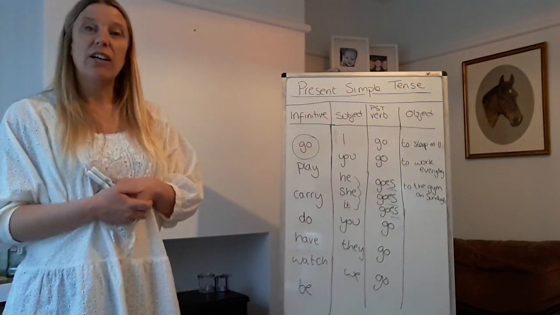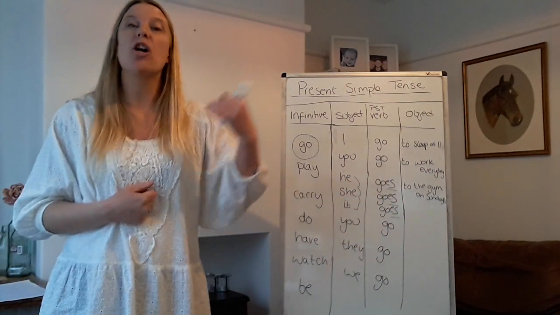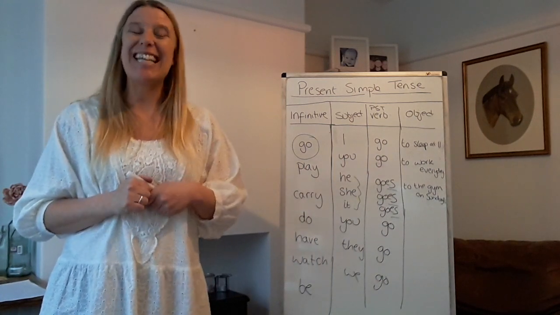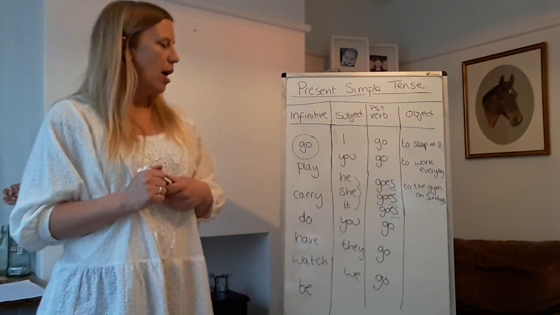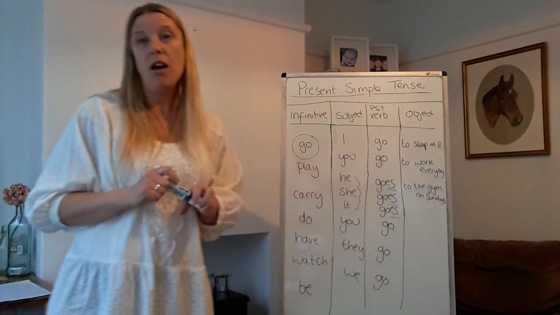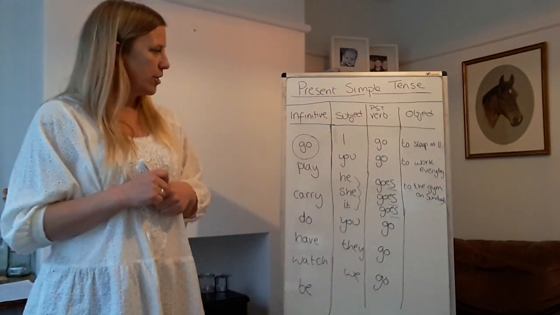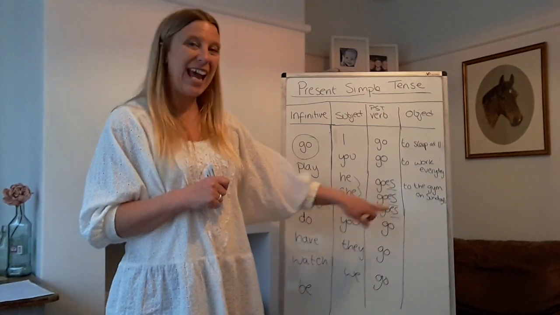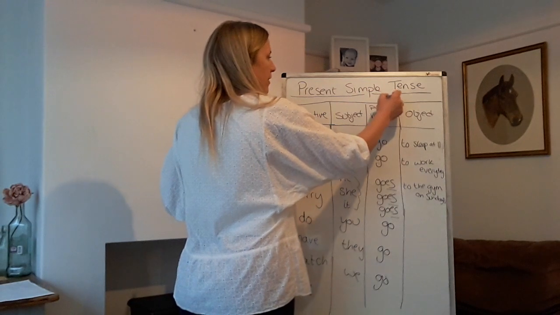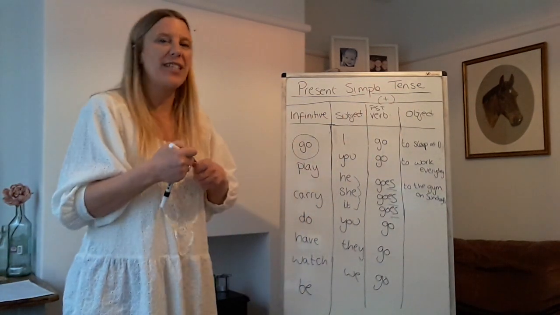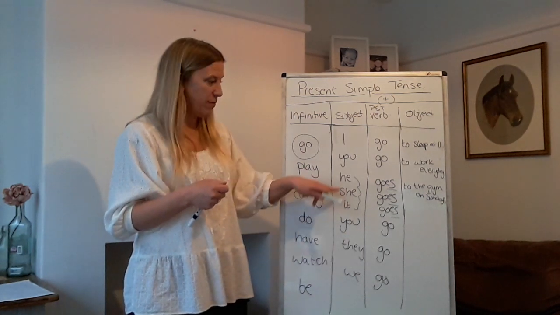Okay, so for he, she, and it, we add ES. So my mum goes to the gym. My sister goes to work on Fridays. My daughter goes to college on Thursdays. So he, she, or it, we add that ES to go. And in the present simple, when we're saying a positive sentence, then we add something to all of the infinitive verbs for he, she, or it.